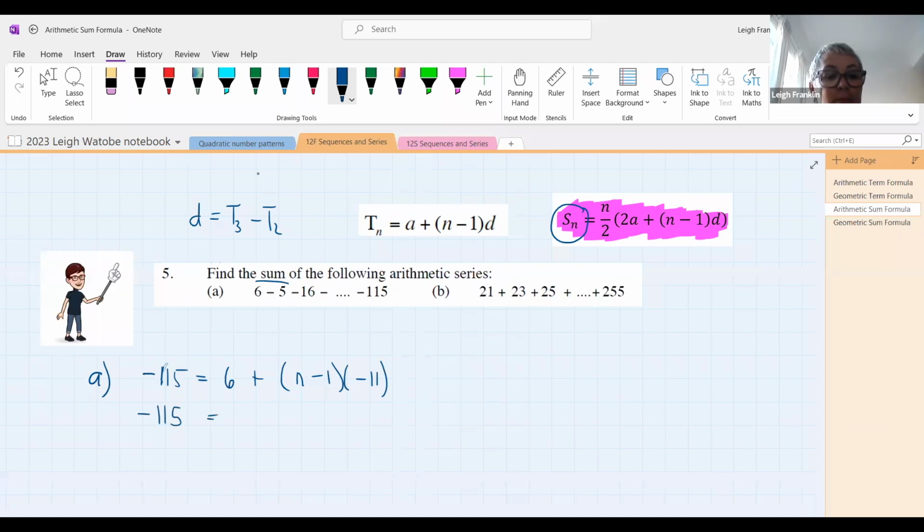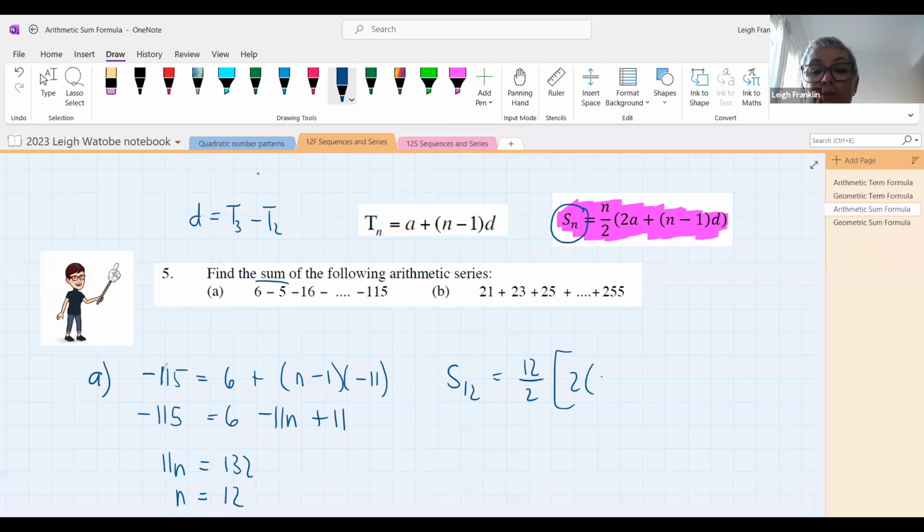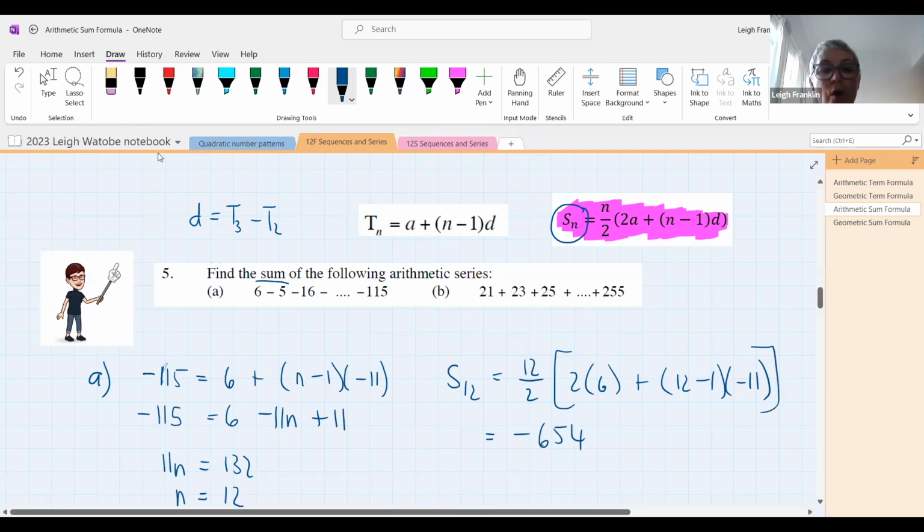Okay, no problem. After we have removed our brackets, we would then end up solving for n, and n would end up being 12 in this case. So you would have calculated the sum to 12. That would be 12 over 2 times 2 times 6 plus 12 minus 1, and our difference was minus 11. A whole lot of you said the answer was minus 654, and that is indeed correct. Well done. Let's have a look at the second question.